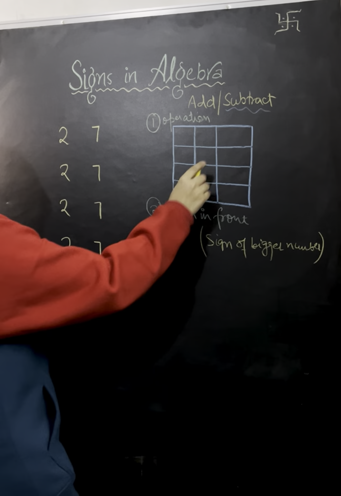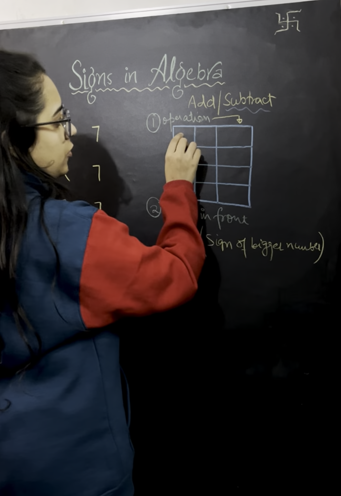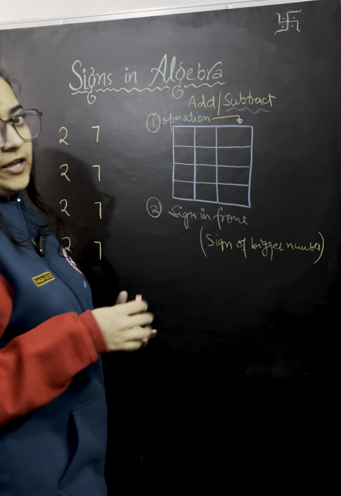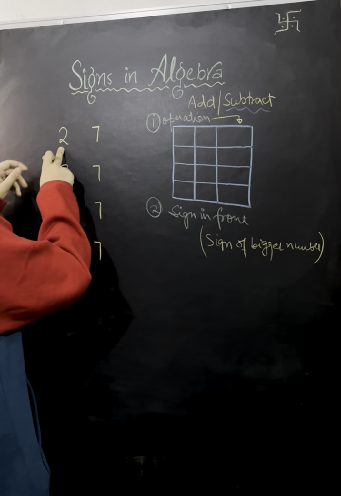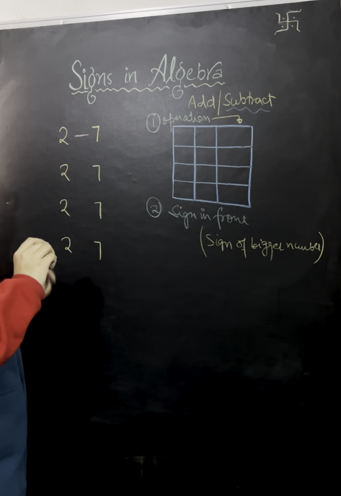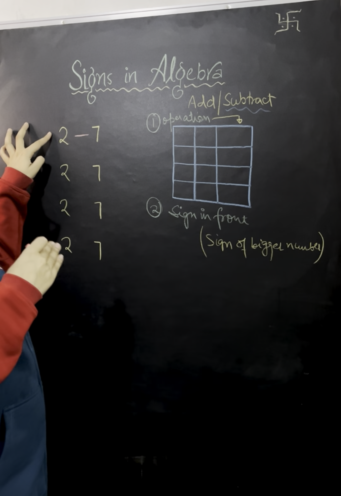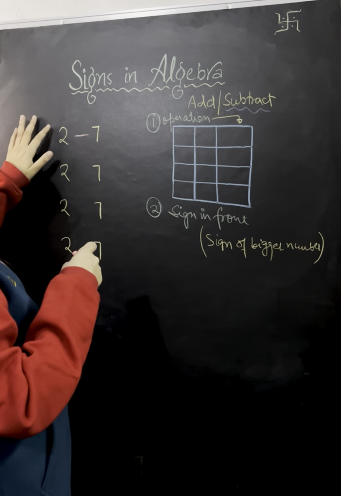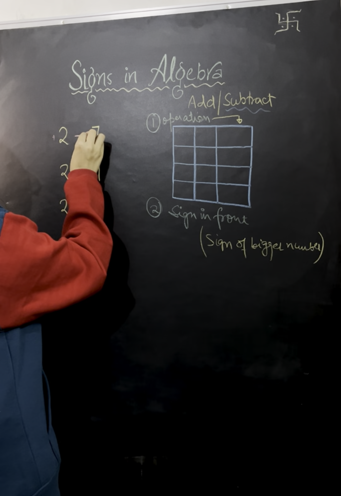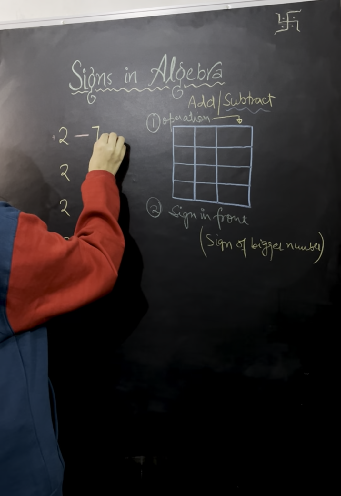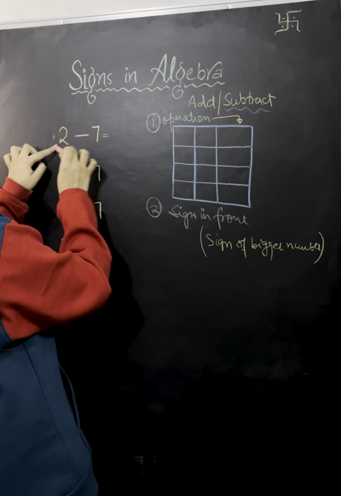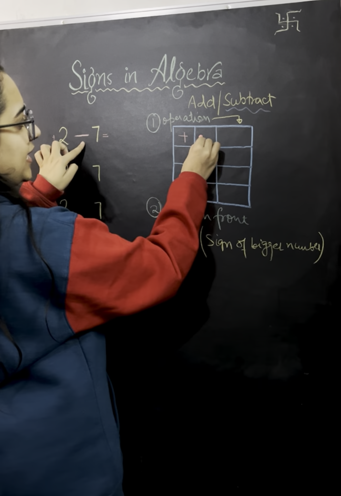The first step should be the operation. Now here I'm going to write the operation. Here I'm going to write the signs of the numbers themselves. So let's think. First of all, 2 is positive, 7 is negative. Whatever sign is in front of a number is its sign. If there is no sign, we're going to consider it positive. So let's say I have the question 2 minus 7. What to do now? 2 minus 7.